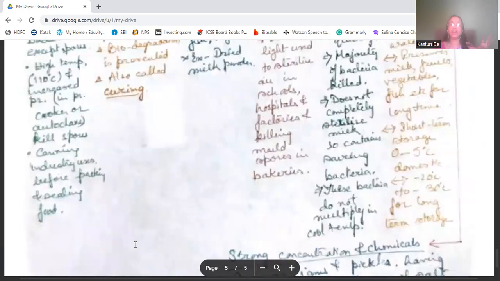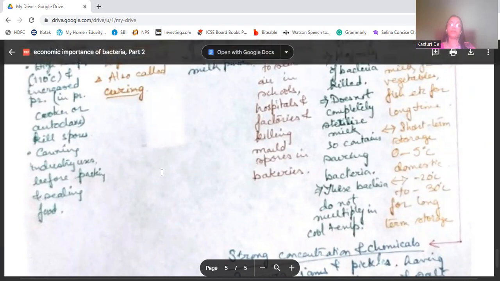Then the canning industry uses this before packing and sealing food. Before packing and sealing food, the canning industries use the sterilization method to keep the food away from bacterial growth, from getting spoiled.